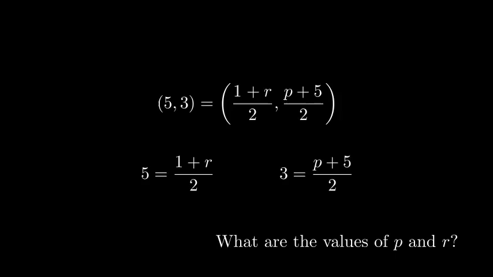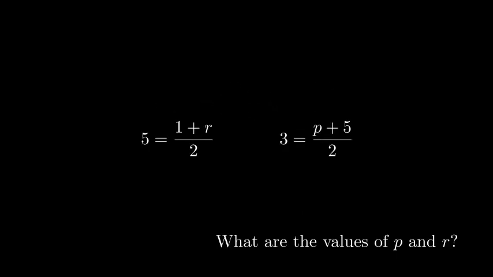Both these equations just have one variable, so we can just solve for r and p individually. In both equations, we'll multiply by 2, and then in the left equation we'll subtract 1, and in the right equation we'll subtract 5. And we get that r is equal to 9, and that p is equal to 1. And that's our final answer.